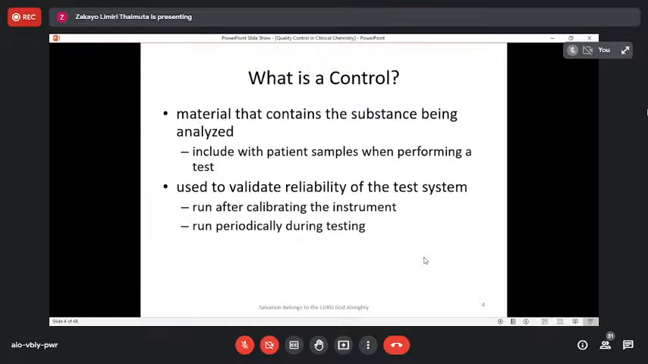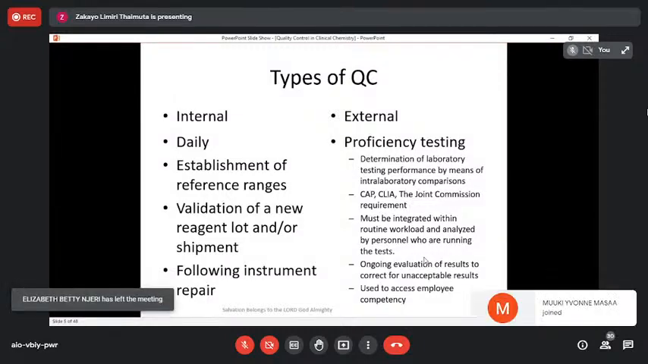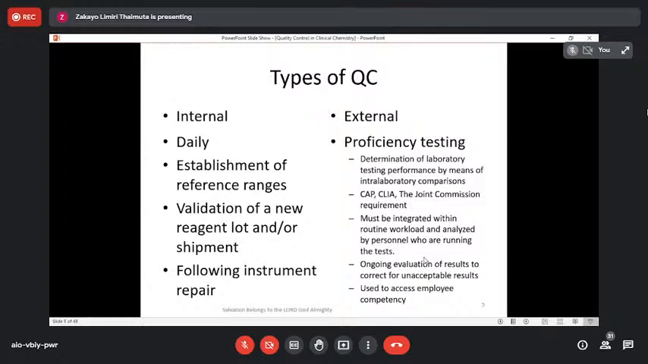So let's classify the controls. We can classify the control in several ways, but I have chosen to classify it into two: the internal and the external quality control. What is internal quality control? Internal quality control is the one we have been talking about.